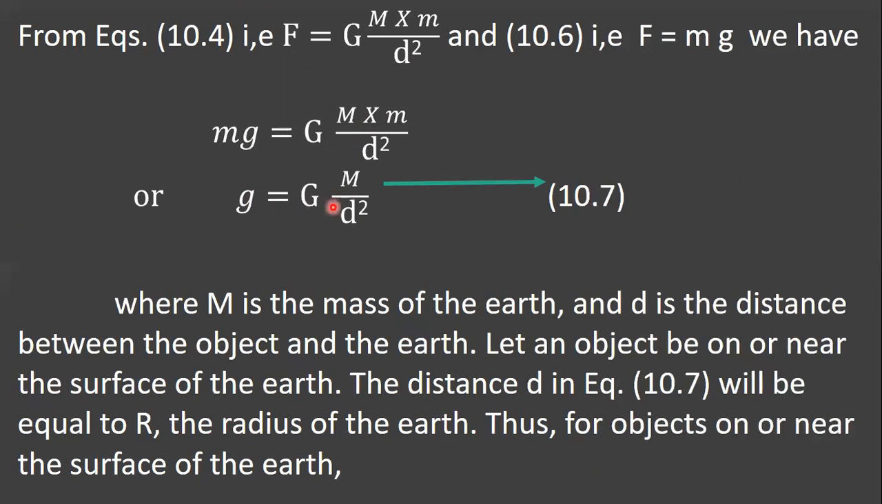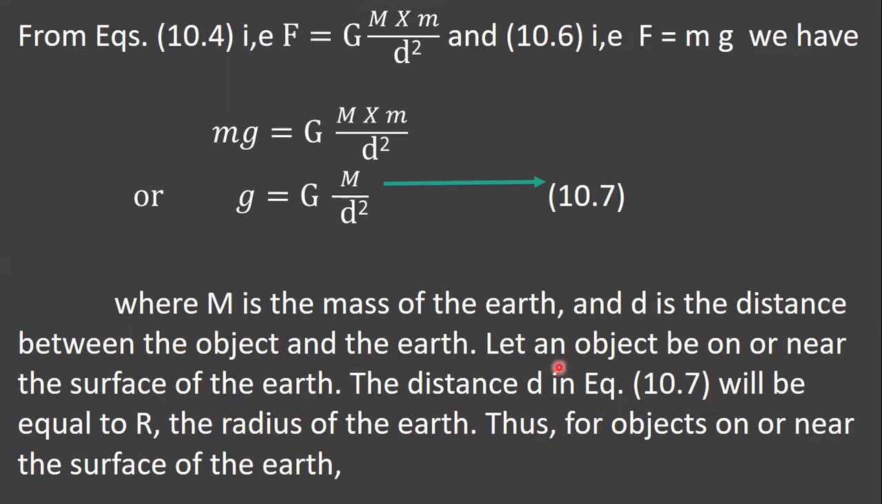We will get g equals GM by d square, where M is the mass of the earth and d is the distance between the object and the earth. Now let an object be on or near the surface of the earth. Now the distance d in equation 10.7 will be equal to R, that is, the radius of the earth.